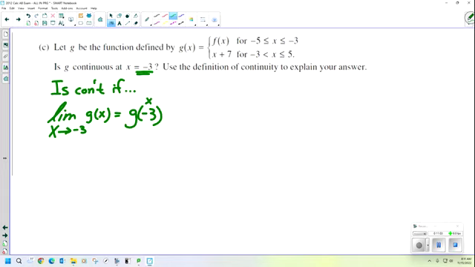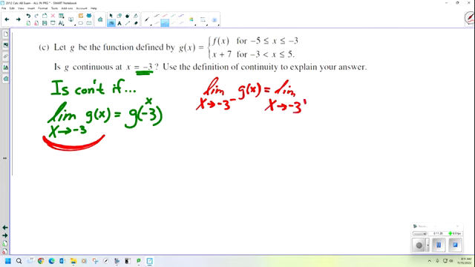So we're going to see if these things are equal, and we are going to start with this side right here, the limit. Now, in order for a limit to exist, the limit as I approach this value from the left has to equal the limit as I approach that same value, -3, from the right. So let's first establish in our piecewise function which is the left of -3 and which is the right of -3.